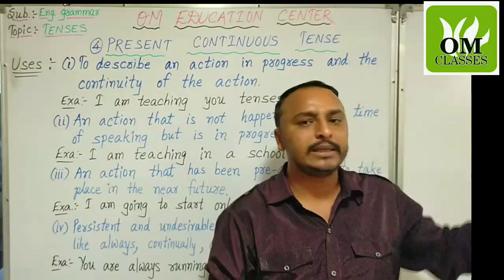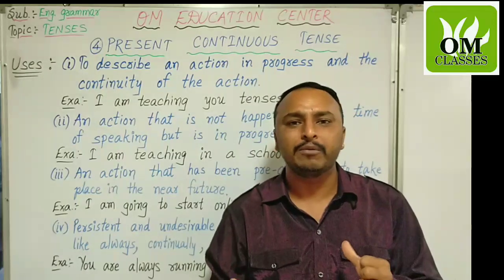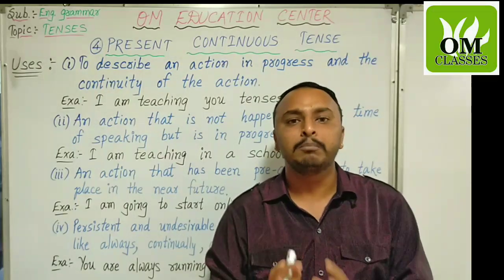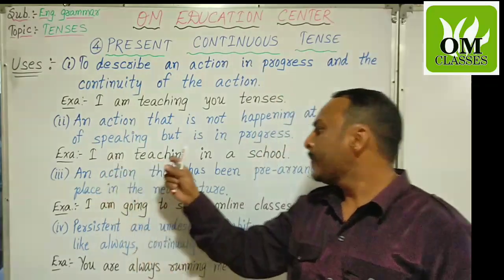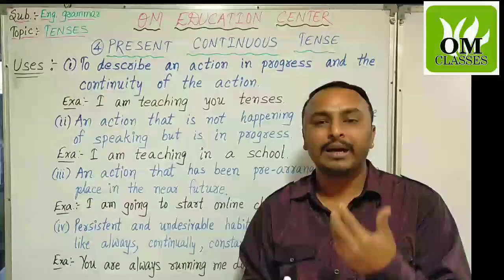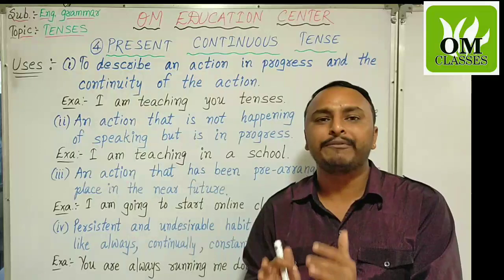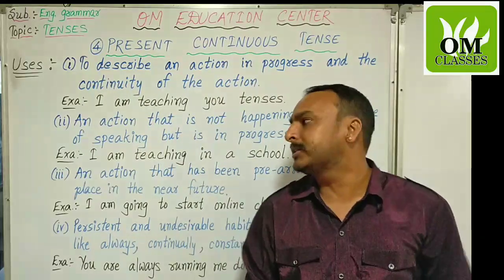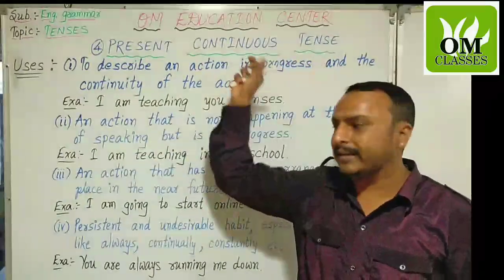Like Civil sir is in the office, he is doing some work. Right now maybe he is drinking water or talking to someone, but the work is in progress. So what is the example? I am teaching in a school. मैं स्कूल में पढ़ाता हूँ, पढ़ा रहा हूँ. Means right now I am not teaching, but I work in the school. My work in the school is in progress. So for that also we use present continuous tense.